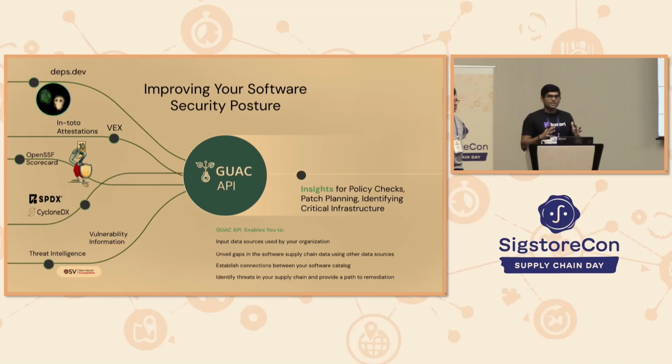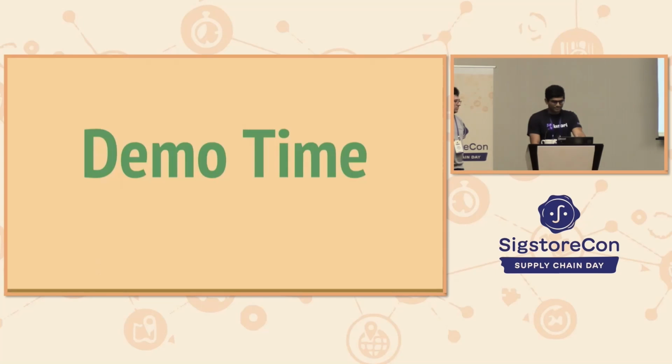It takes all this information in, decomposes everything, and puts it into a graph database, which makes it a lot easier for you to create the relationships and then query for the information that you need. So you can use it, like I was saying, for policies and patch planning. And if something critical happens in your environment, how do you quickly find out where it is? So let's jump into the demo.